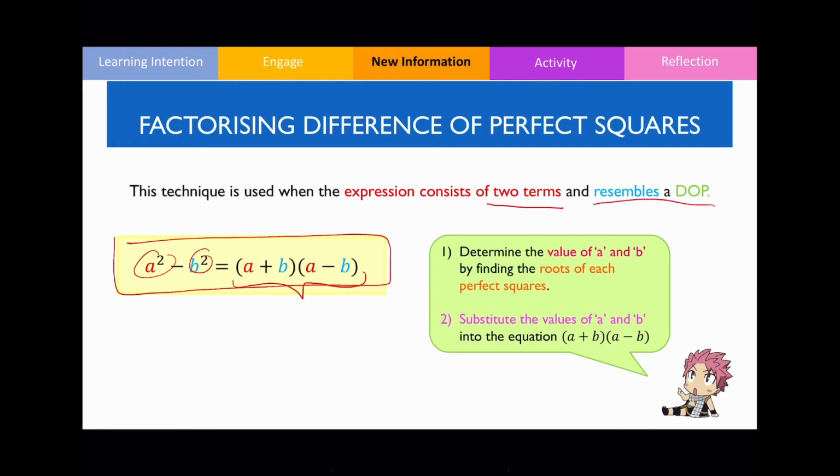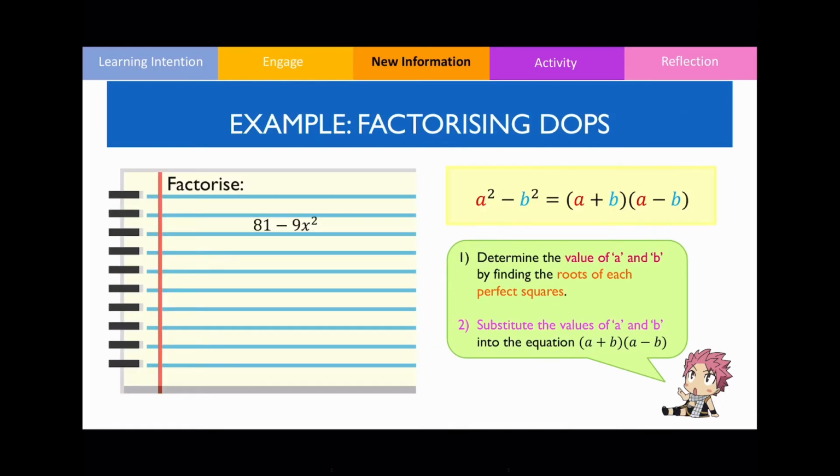Now, on the right-hand side, I've got the steps that you could follow to factorize DOPS, okay? What we need to do is identify the values of both a and b by finding the square roots of each perfect square. And once we've done that, all we need to do is substitute the values into this factorized form. So let's look at an example of how we could do this, okay? I've got an example, 81 minus 9x squared, okay? In this case, this closely resembles a DOPS because you've got one perfect square here and another perfect square here that's separated by a takeaway sign.